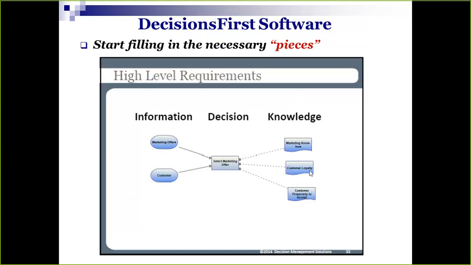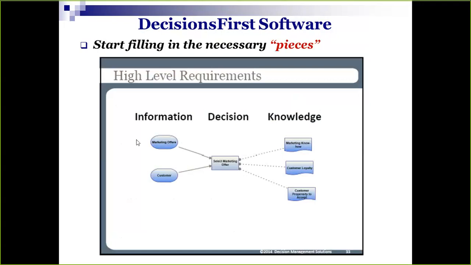So customer loyalty, somebody's keeping track of that, or somebody has a good way of measuring that. Marketing know-how. Maybe there's a person in the organization that says, oh, here's what we used in the past, and here are the things that work. That's know-how. That's expertise. Customer propensity to accept. Maybe we built a model that says, oh, people that are over 50 aren't going to accept an offer that says, a coupon for the gym or something. So we have expertise. We call it knowledge.